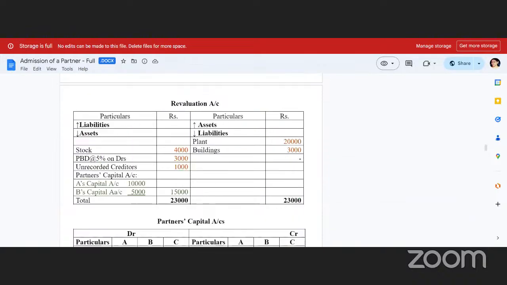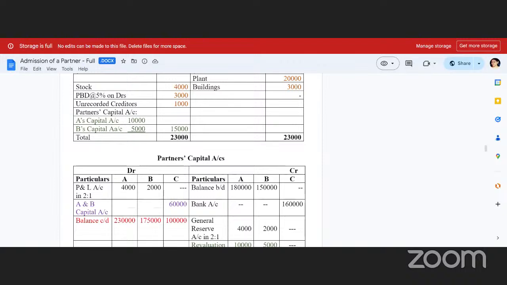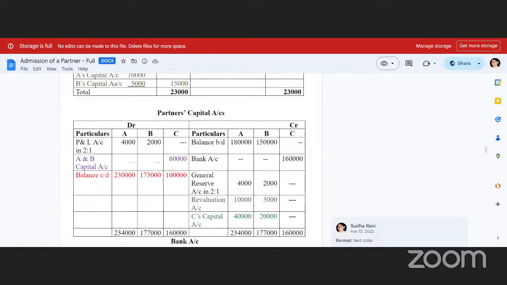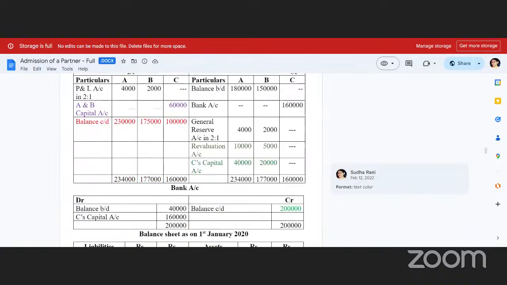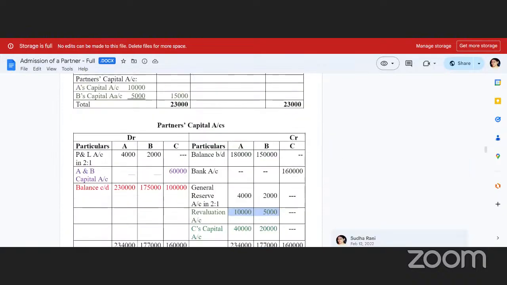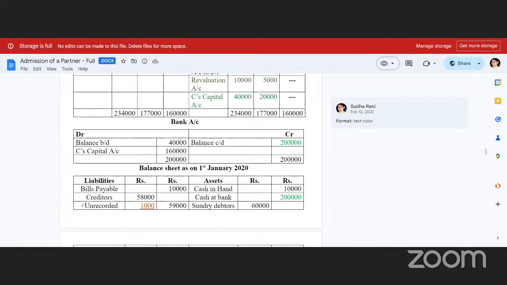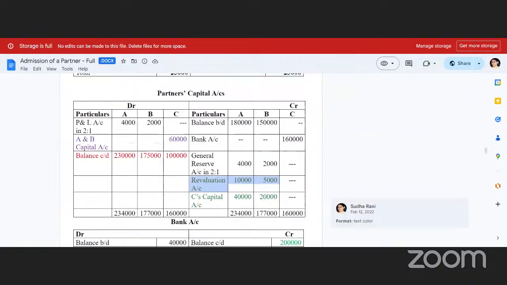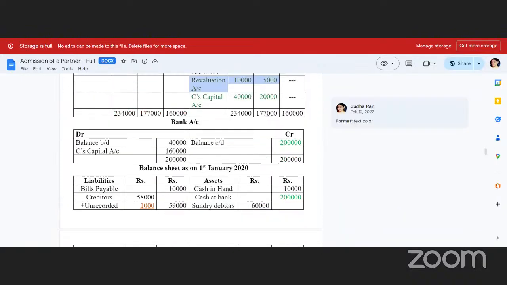Next, by preparing the revaluation account, we distributed the difference amount to the partners, right? It is on the debit side in revaluation, so it should be taken on the credit side, the opposite side. Are you understanding? Yes, ma'am. So in the partners capital account, on the credit side, we take that amount from the revaluation, so we write revaluation account.